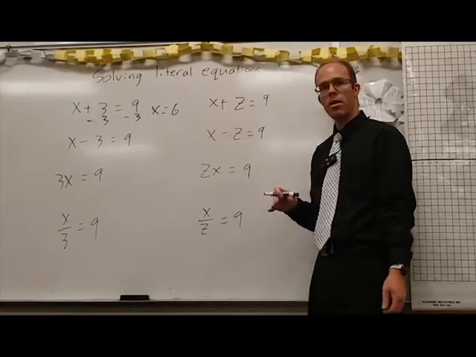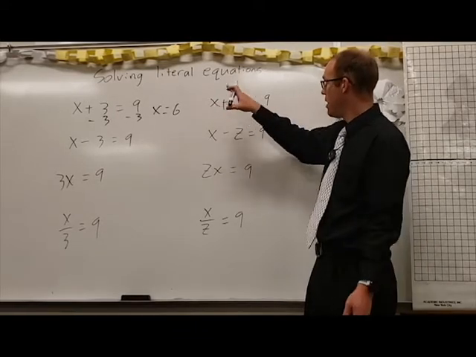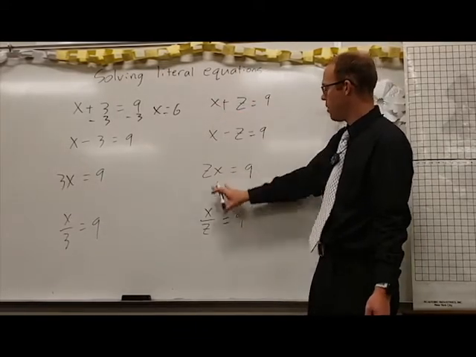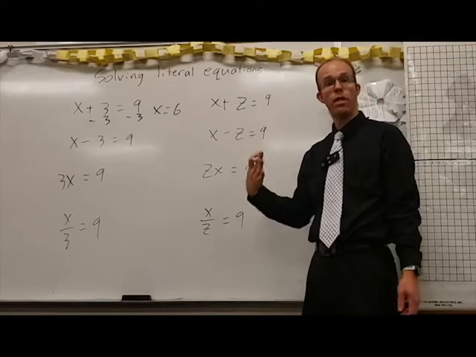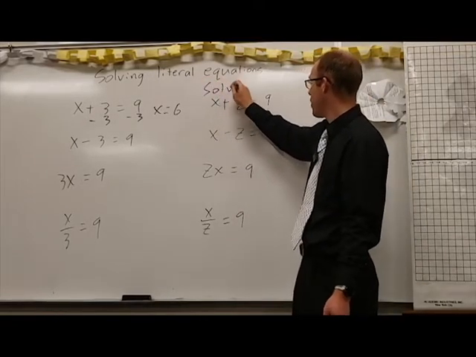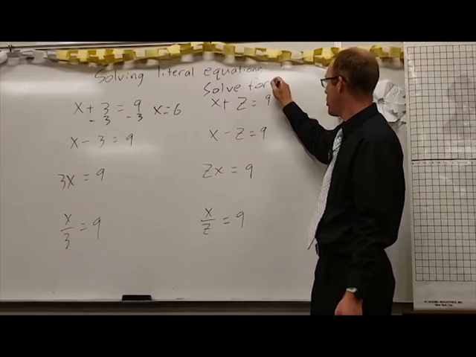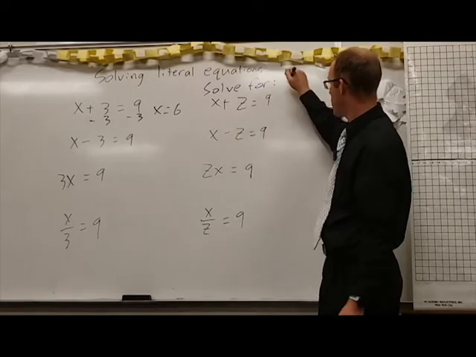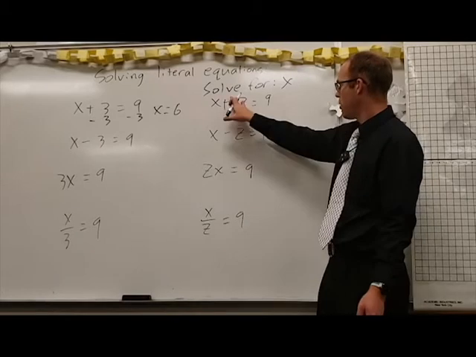However, before I start, I have a very important detail that's missing right here. In order to be able to solve these, we need to know which variable we're solving for. So always look for that detail. We solve for, and I could choose x or z. I'm just going to choose x for all of these, and we'll eliminate the z.